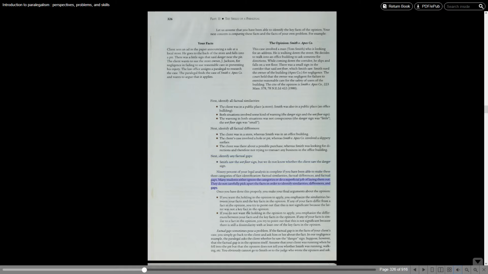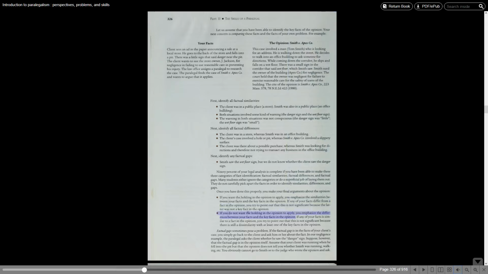Many students either ignore the categories or do a superficial job of laying them out. They do not carefully pick apart the facts in order to identify similarities, differences, and gaps. Once you have done this properly, you make your final arguments about the opinion. If you want the holding in the opinion to apply, you emphasize the similarities between your facts and the key facts in the opinion. If any of your facts differ from a fact in the opinion, you try to point out that this is not significant, because the latter was not a key fact in the opinion.